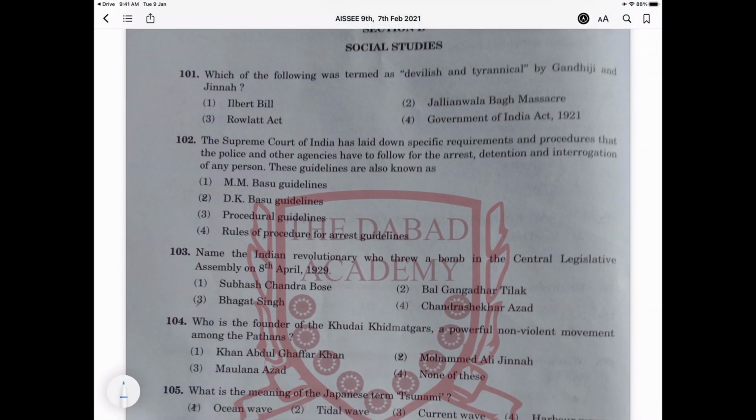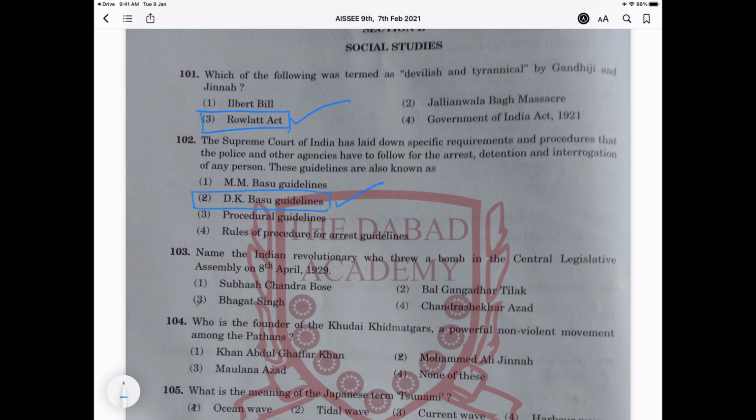Now, which of the following was termed as devilish and tyrannical by Gandhiji and Jinnah? So for question number 101, option number 3, Rowlatt Act is the correct answer. The Supreme Court of India has laid down specific requirements and procedures that the police and other agencies have to follow for the arrest, detention and interrogation of any person. These guidelines are also known as the DK Basu guidelines. So it was quite an in-depth question.